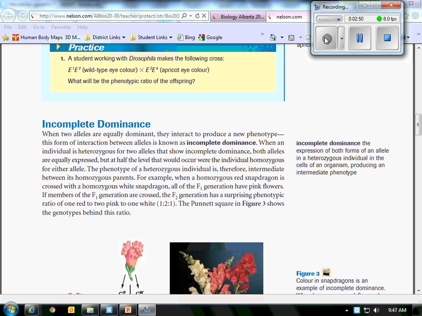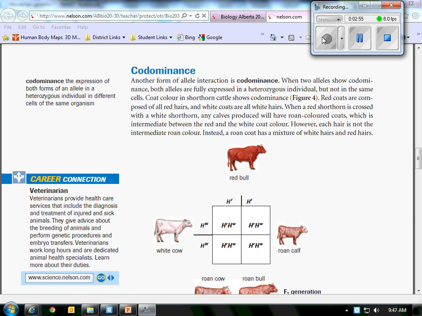Incomplete dominance is on page 609 of your textbook. On page 610, there's codominance, which, as far as your work in genetics goes, you might as well think of as the same as incomplete dominance. All the genetics looks exactly the same. There is a slight difference in the sense that it's not so much a blend as it is each gene expresses itself in different places in the body.